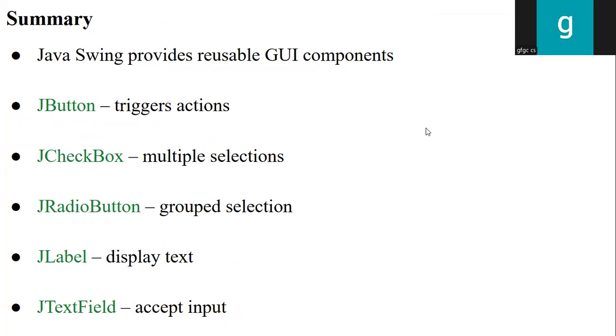Here is the summary. In Java, Swing provides reusable GUI components. First is JButton, which triggers the action. JCheckBox takes multiple selection. JRadioButton groups the selection. JLabel displays the text. JTextField will accept the input.